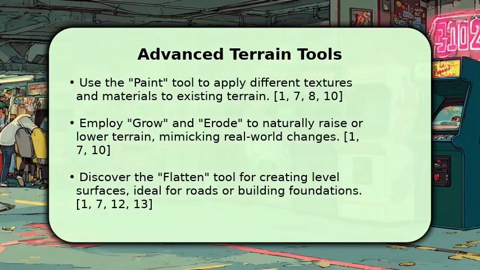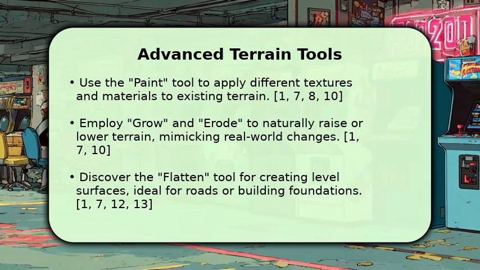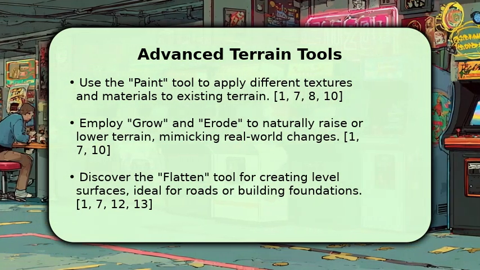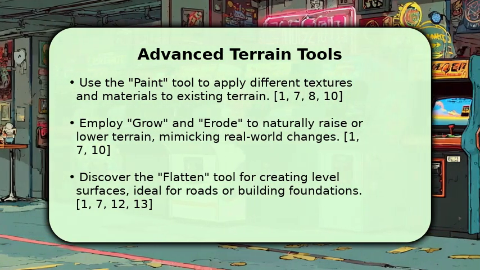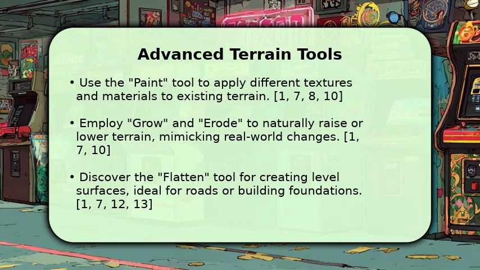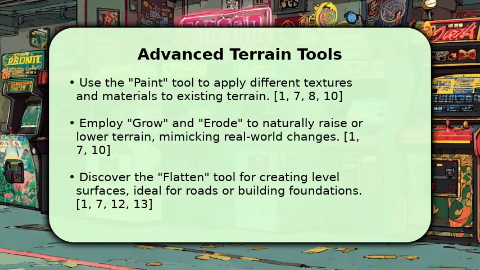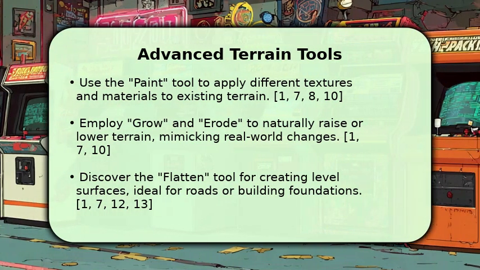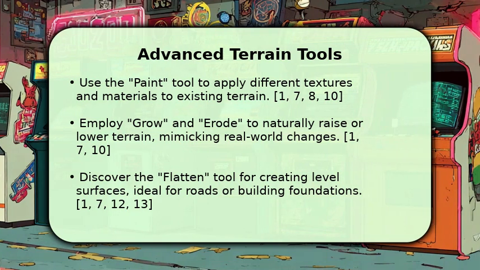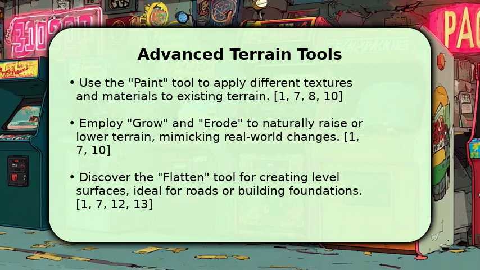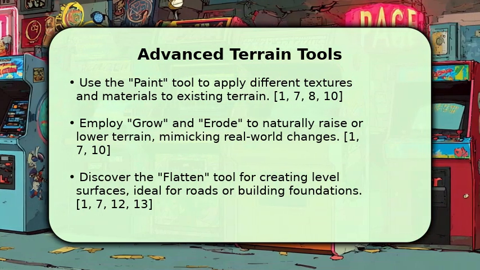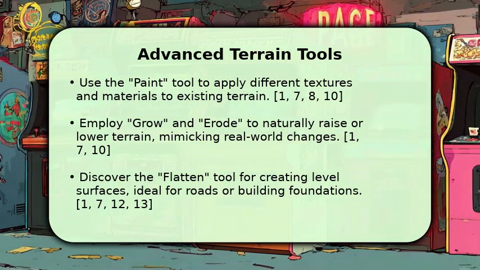Moving beyond the basics, the Paint tool allows you to apply various materials, like painting snow on a mountain or creating a dirt path. The Grow tool lets you raise terrain, while Erode carves it away, perfect for natural hills and valleys. For precise, flat areas, the Flatten tool is invaluable, creating level ground for structures or pathways. These tools offer brush sizes typically ranging from 1 to 64 studs, giving you fine control over your environment.